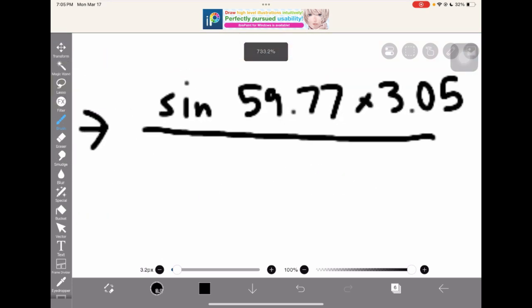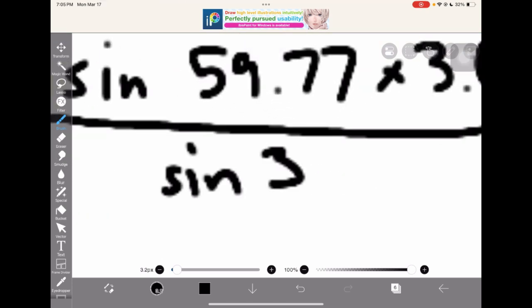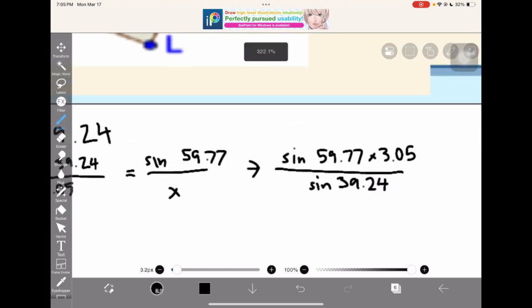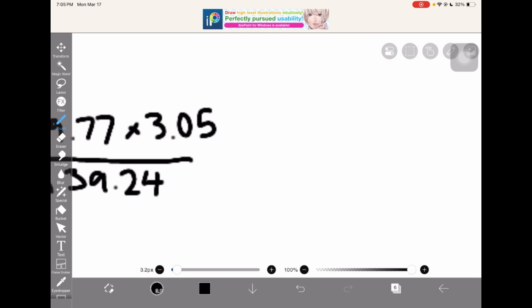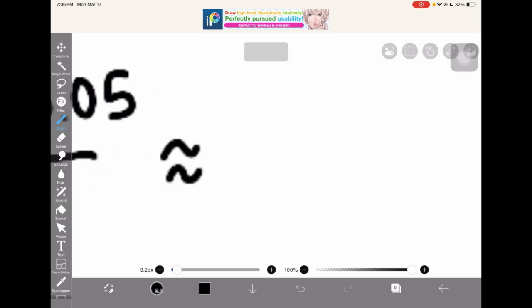All over sine of 39.24. Let's put that in the calculator once more. Sine of 59.77 times 3.05 under sine 39.24, that's equal to 4.17 approximately.